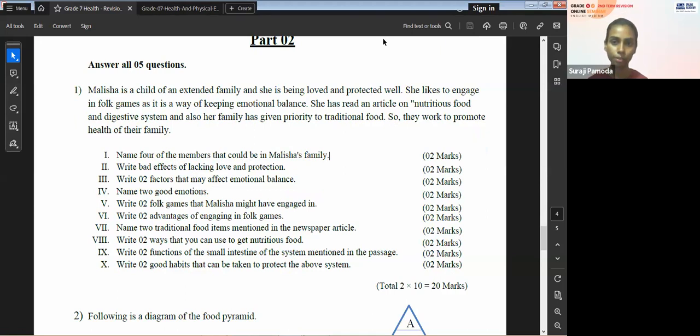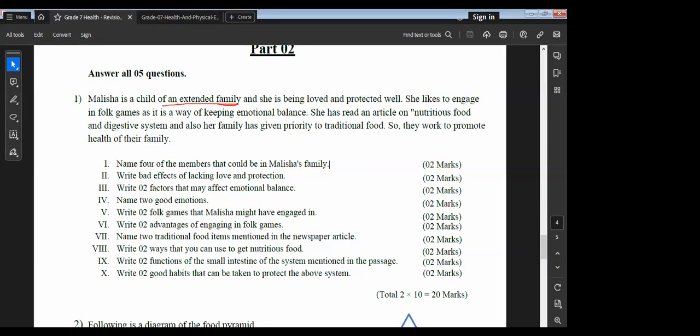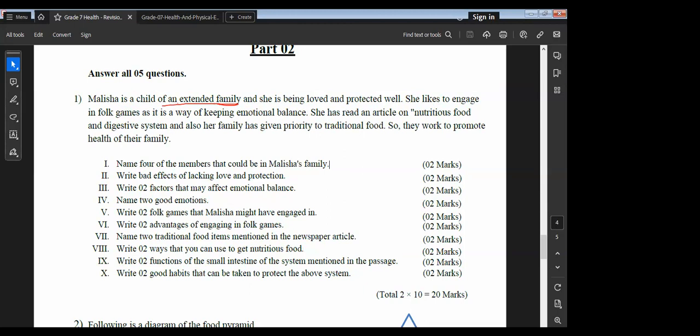So can somebody tell me? The paragraph says it is an extended family. What is an extended family? Grandmother, grandfather, mother, father, sister, brother, uncle, auntie. Yes, good. That is an extended family. What is the other type of family? Nuclear family. Yes, nuclear family.